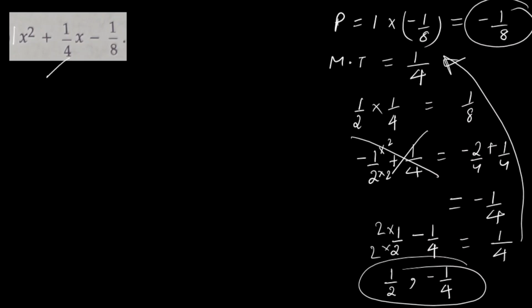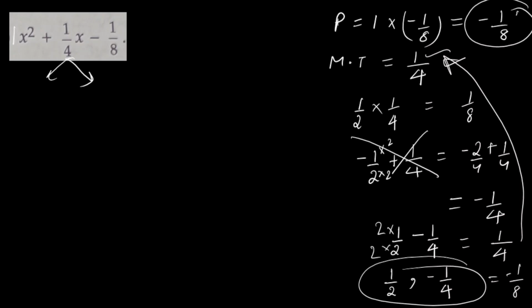That means this middle term, because when we are multiplying these two, the answer is 1 by 8 minus 1 by 8. When we are adding them, the answer is 1 by 4. So we can split the middle term now.